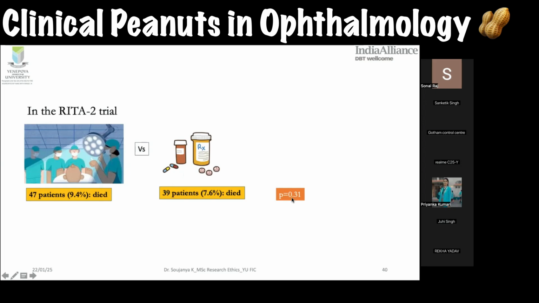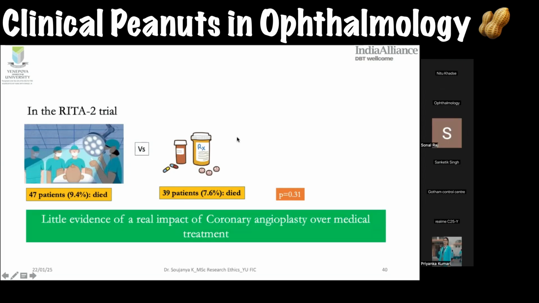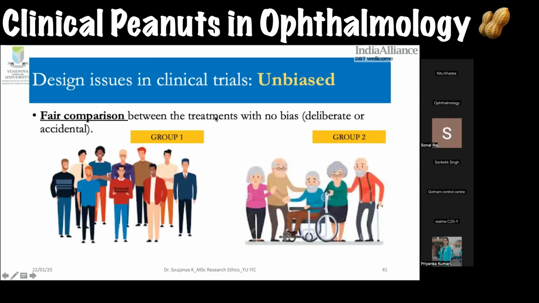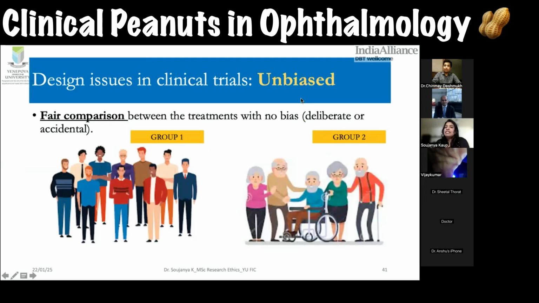So you can conclude that one treatment is as good as the other, or maybe worse than the other, or better than the other, only by comparing with a control arm. So another design feature is that RCTs are unbiased. So what do you mean by unbiased?